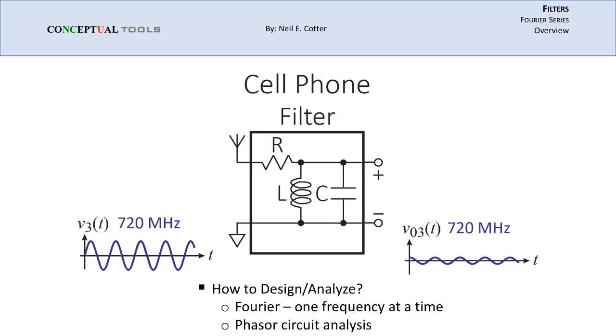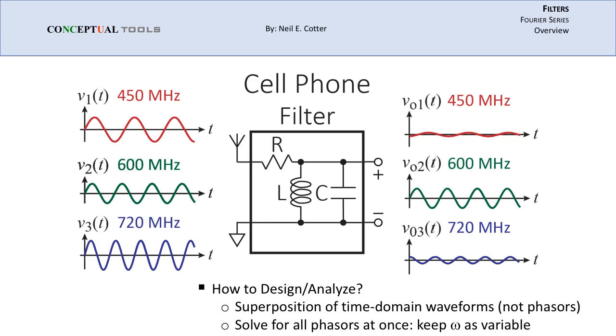Notice that for each frequency, the output was the same frequency as the input. It was a sinusoid, but it does have a different magnitude and phase than the input. After we analyze the circuit using phasors, we convert the output phasors back into time domain signals. Then we can use superposition to add those time domain signals together to get the output signal.